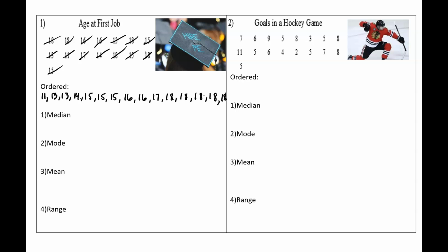So that's the first step, ordering them from least to greatest. It's easy, but it just takes a very critical eye. Next, it's find the median. So you go through and you find the middle of the data. We've got 15 numbers. That's an odd number, so I know there's only one number in the middle.